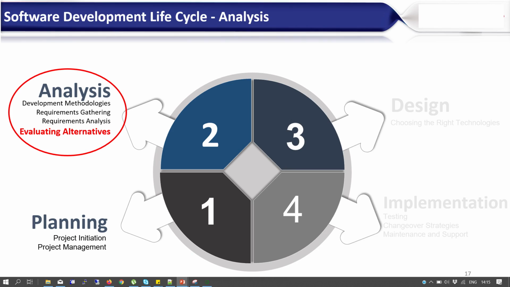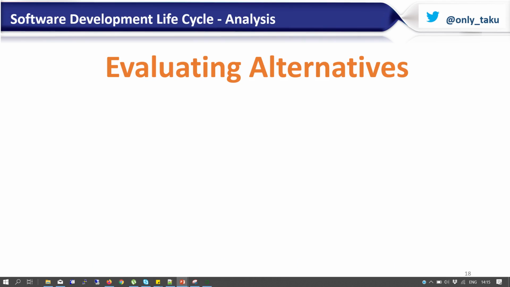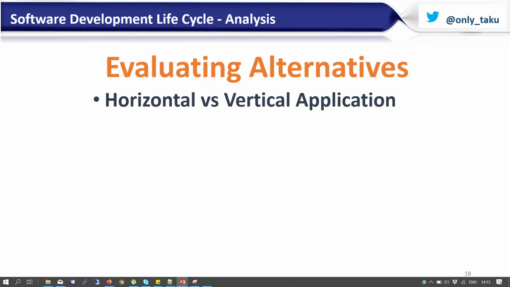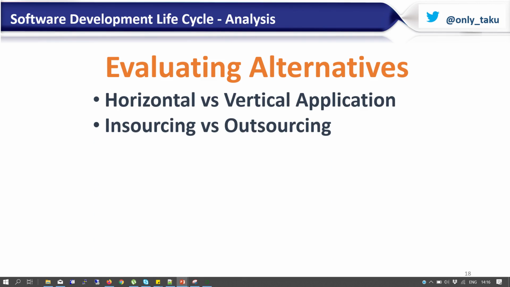So once you've analyzed your requirements, now you need to look at how you're going to actually develop the system. When you're looking at how you're going to develop the system, you have to consider whether you're going to do a horizontal or a vertical application. A horizontal application is one which is generic in essence, whereas a vertical application is one that is more specific and more custom made for your problem. Then you also decide whether you're going to do insourcing or outsourcing: whether you're going to develop it in-house or you're going to hire some other people to come and develop your system.